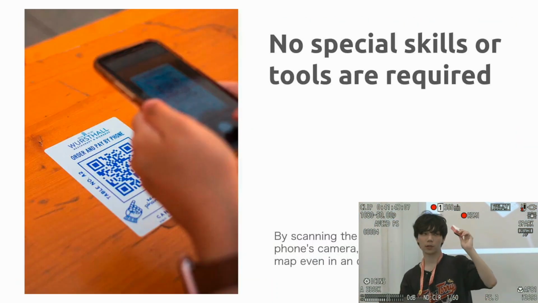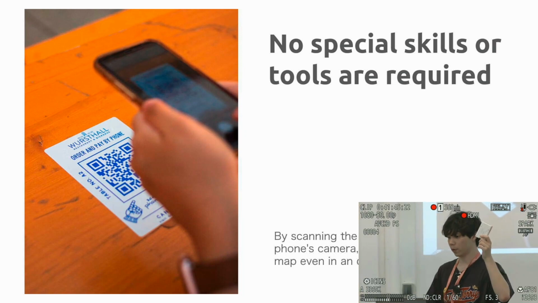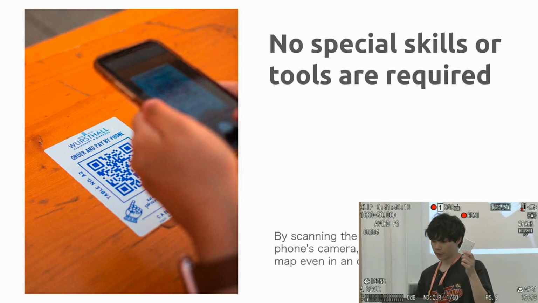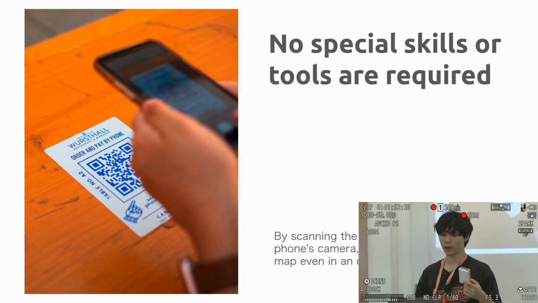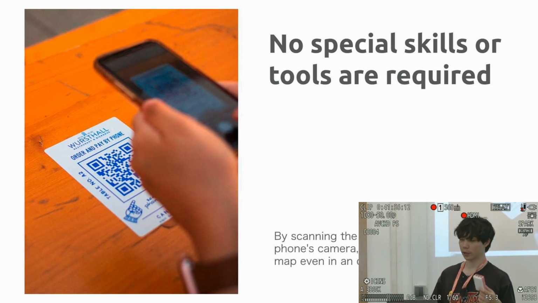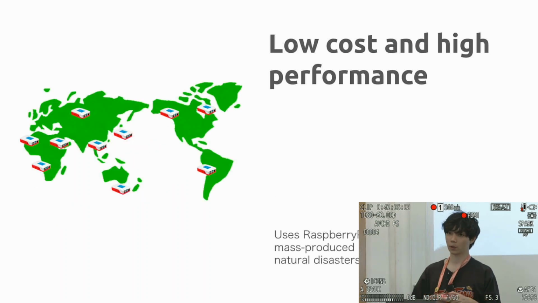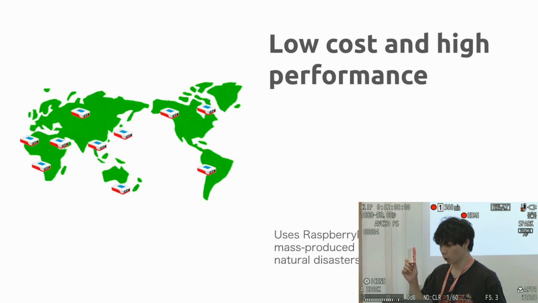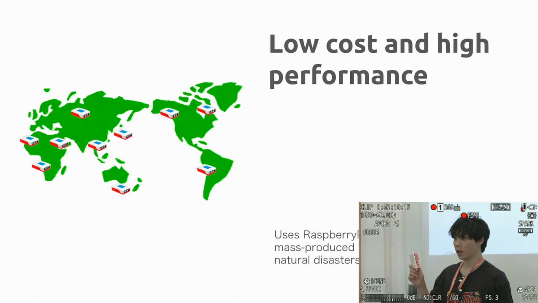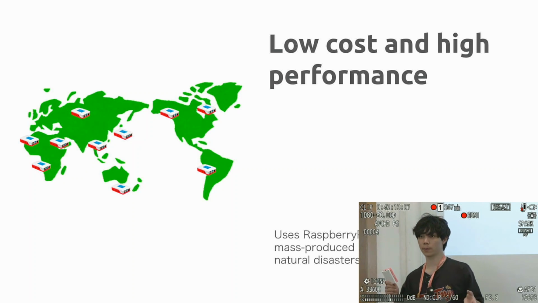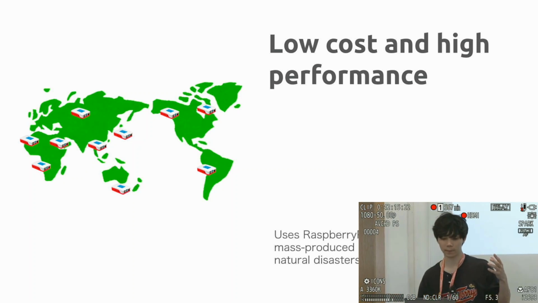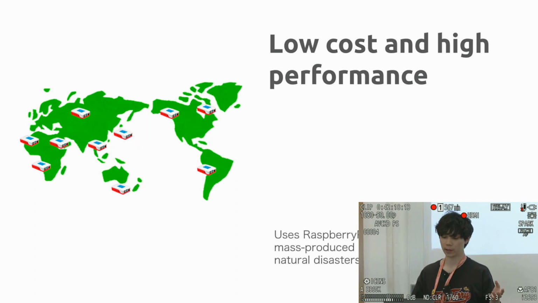If you use this machine, UNVT Portable, no skill is needed. No special skill or tool is required. So people who do not have digital skills can use it. And this product uses only open data, so you can use it freely. We use the Raspberry Pi, which is low cost and high performance, and the Raspberry Pi can reach people around the whole world, without regional restrictions.